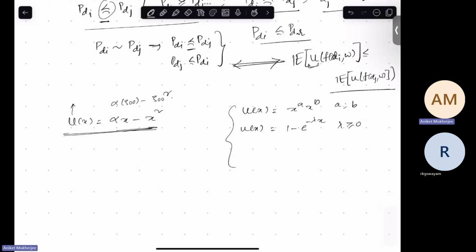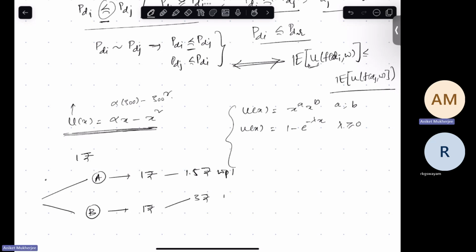I'll do one thing. I'll go through yesterday's example once again, because I think I missed some key points, which I think is what is causing the issue here. So I'll be quick this time. You have investment A, where if you put 1 rupee, you get 1.5 rupees with probability 1. And you have investment B, where if you put 1 rupee, you get 3 rupees with probability half, and you get 1 rupee with probability half, right?